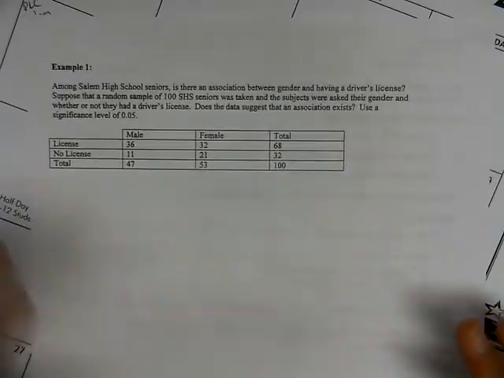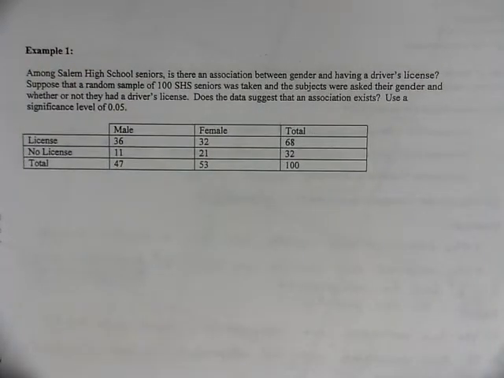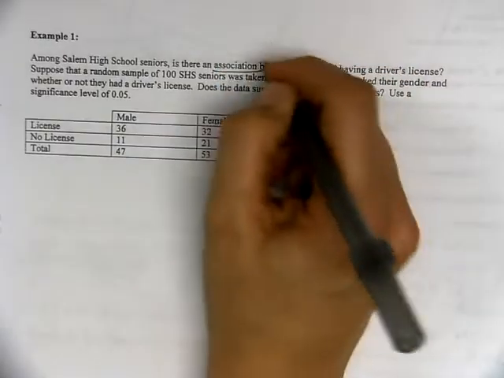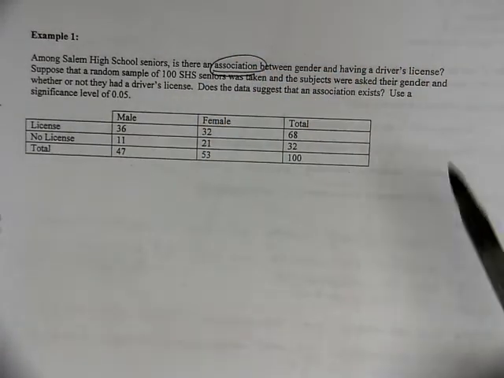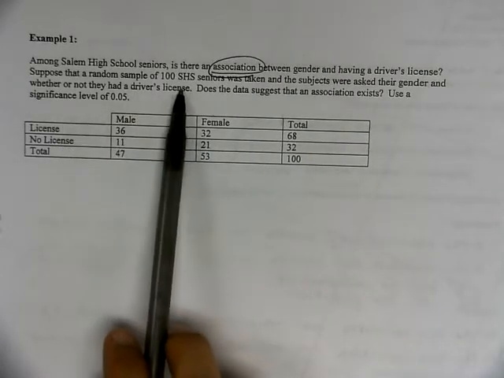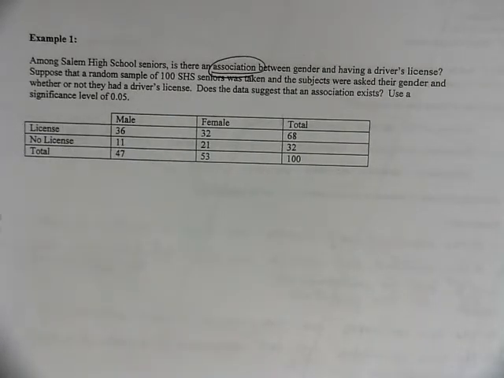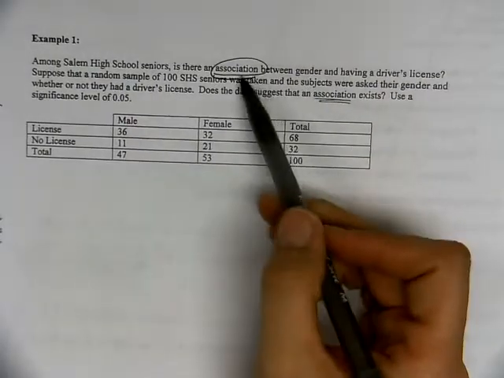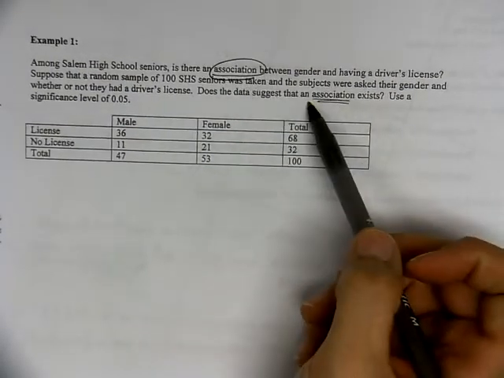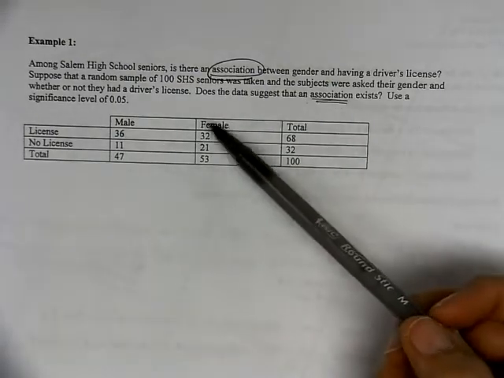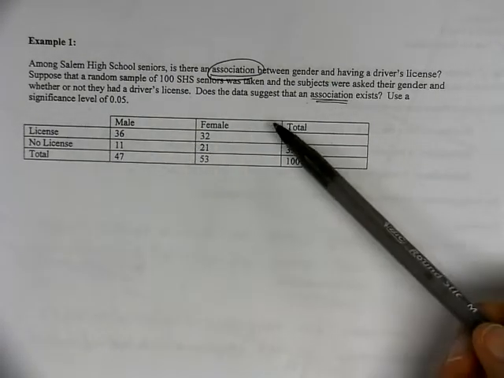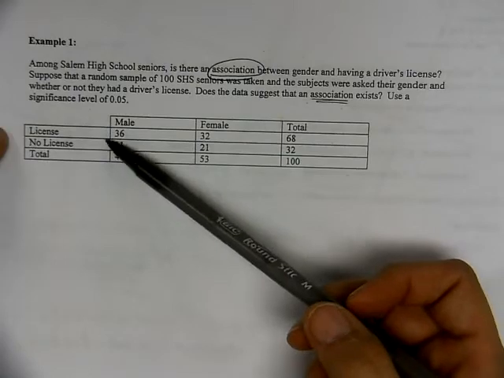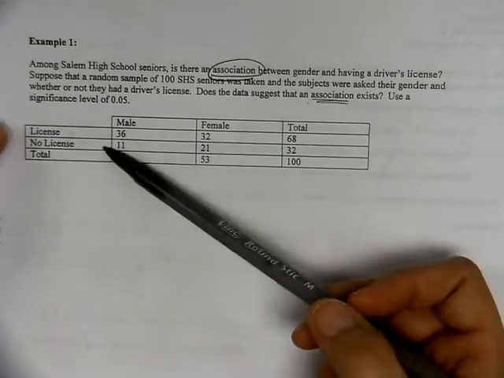So, our example for the day, Salem High School seniors: is there an association between gender and having a driver's license? Suppose that a random sample of 100 Salem students, seniors, were taken and subjects were asked their gender and whether or not they had a driver's license. Does the data suggest an association? Whenever you see the word association, think independence. If I was asking, is it the same for male and female, then that would be homogeneity. This is not goodness of fit because you have two separate variables, license and gender.